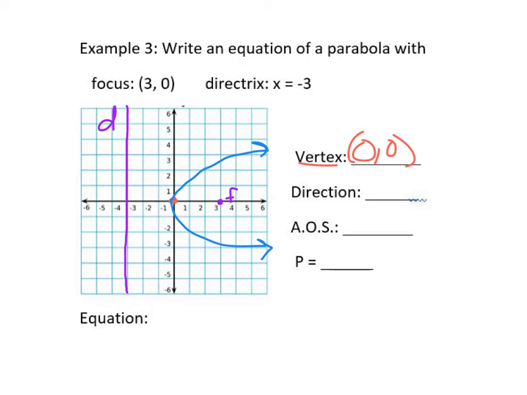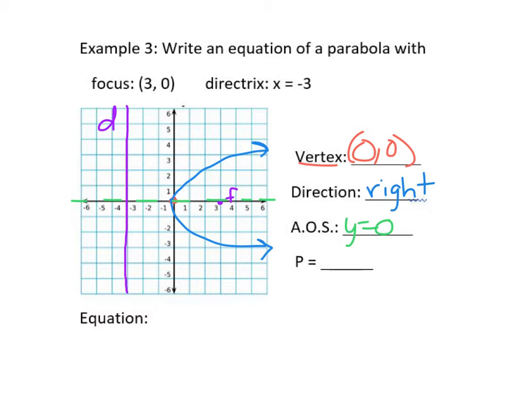Alright, so the direction, this one opens to the right. Alright, our axis of symmetry. I'm going to draw a line through the vertex and the focus. It's almost like you're playing connect the dots, but you just keep going. Alright, the equation for the x-axis, which is our axis of symmetry, is going to be y equals 0, because anywhere on the x-axis, y is in fact 0.